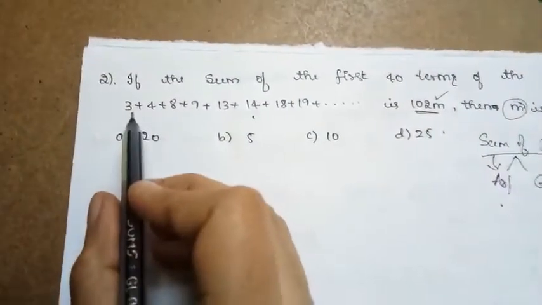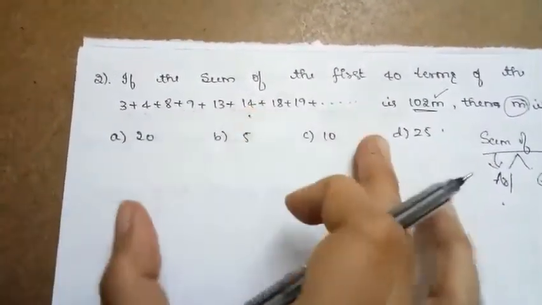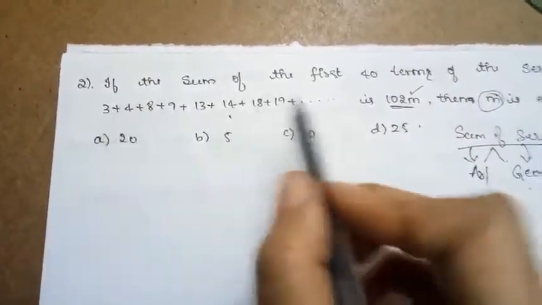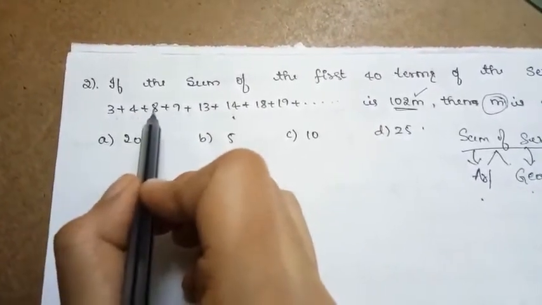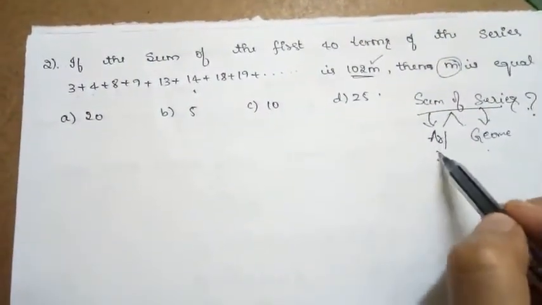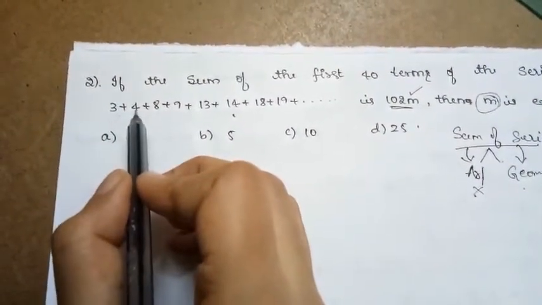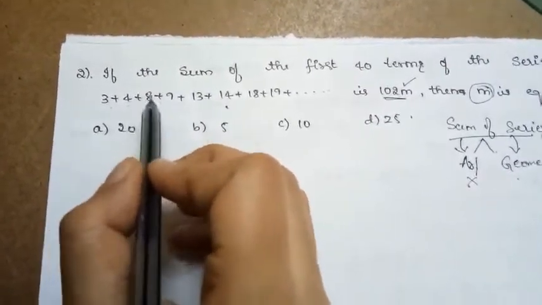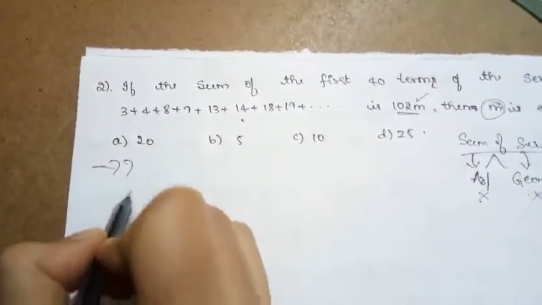So clearly you can see here 3 plus 4, 4 plus 8. So it is not in AP, because we are not having a common difference. Because here if you take the difference it is 1, here if you take the difference it is 4. So it is not at all an AP. GP means the common ratio is also not the same. Here it is 4 by 3, here it is 8 by 4, means it is 2. So it is neither AP nor GP. So then how are we going to solve this one?